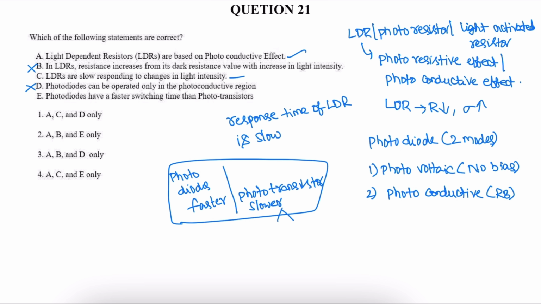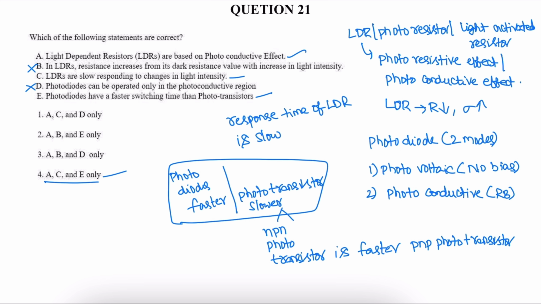Again in phototransistor, NPN phototransistor is faster compared to PNP phototransistor. So statement E is correct. So the correct option is A, C, E. Option 4 is correct.